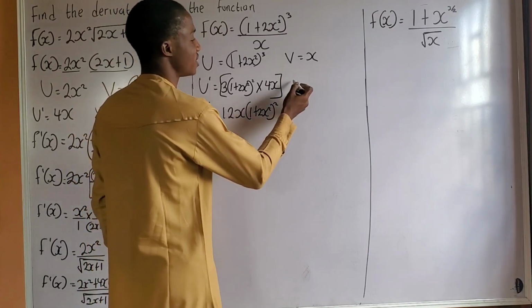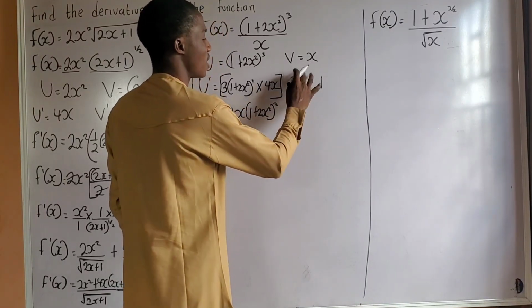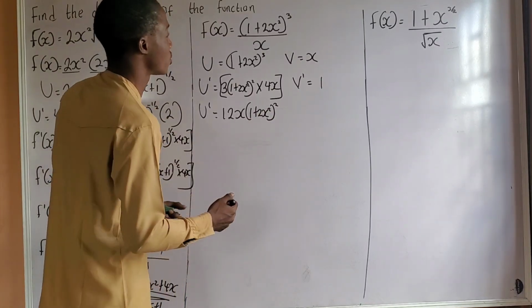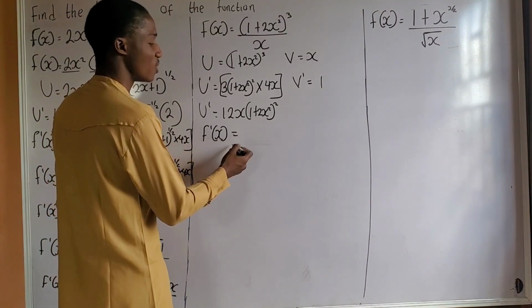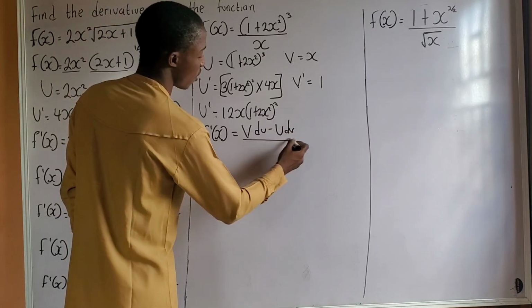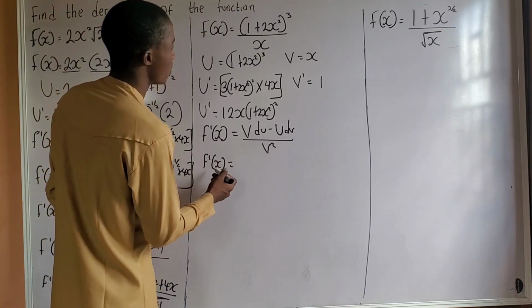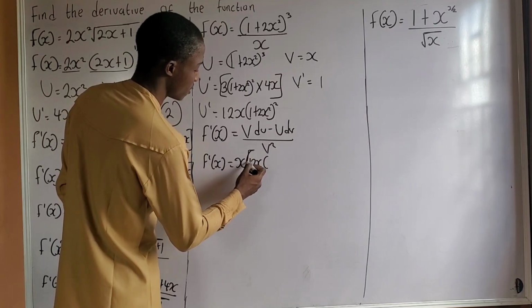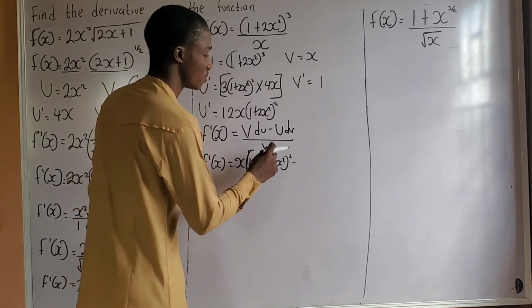Okay? So this is v. The derivative of v will be, v is x, derivative of x is what? 1. So I've already differentiated both u and v. Now, having gotten to this point, the next step is that you have to just remember the formula of the quotient rule. According to the quotient rule, the derivative of f of x will be equals to v du minus u dv all over v squared, right? Yes. So the derivative will be equals to, v is x, I'm going to have x multiplied by 12x multiplied by 1 plus 2x squared raised to the power 2, minus u. U is what?